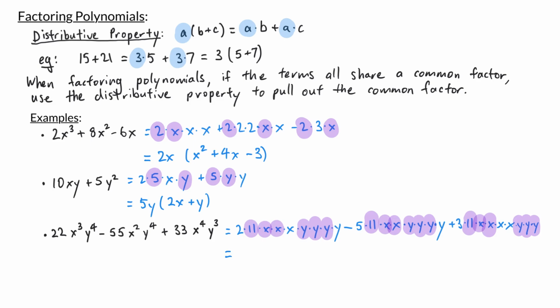So to factor this, I'll pull out the 11x squared y cubed, and then in parentheses, I'll write down what I have left in each of the 3 terms. In the first term, what's left is a factor of 2x and y. In the second term, we're left with negative 5y, and in our last term, we have 3 and 2 factors of x, so I'll write that down as plus 3x squared. So that's how we would factor that expression: 11x squared y cubed times 2xy minus 5y plus 3x squared.